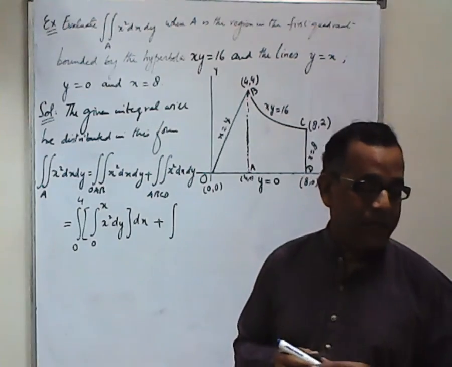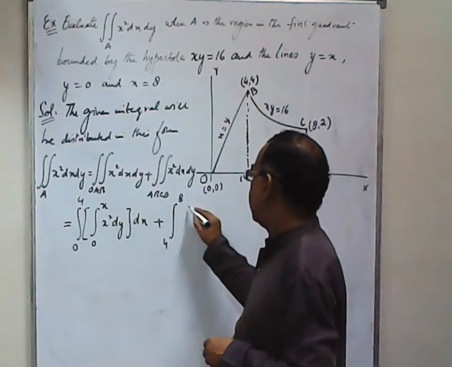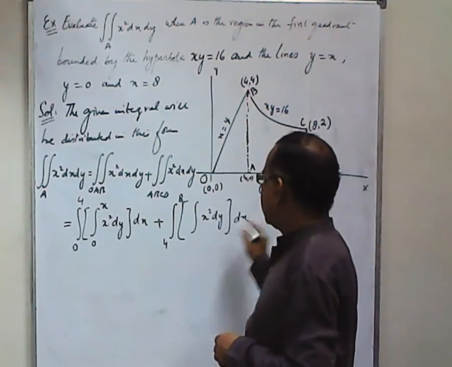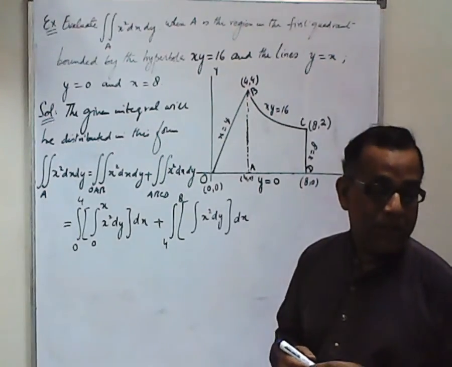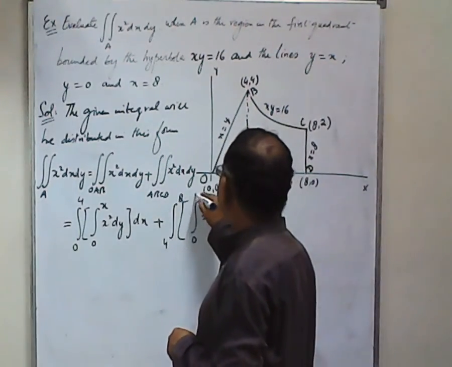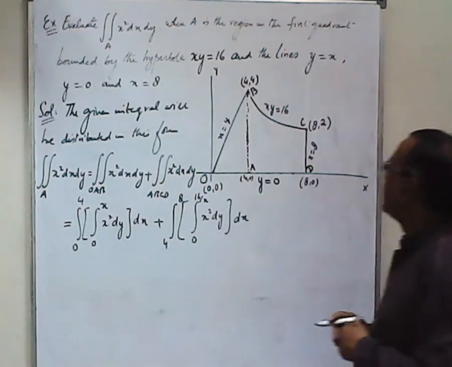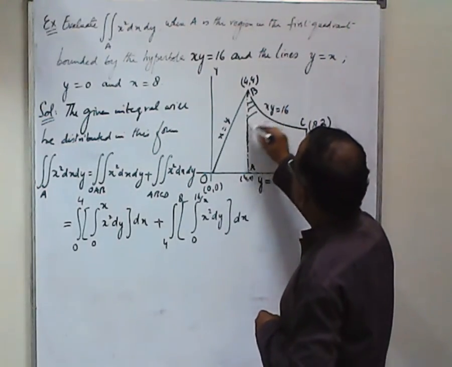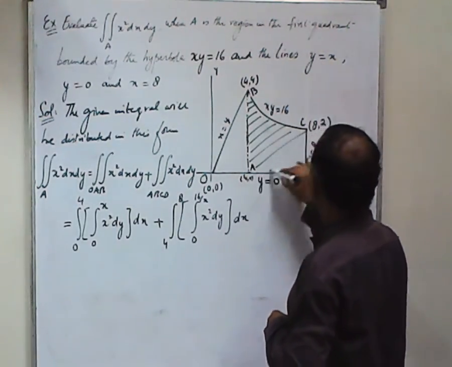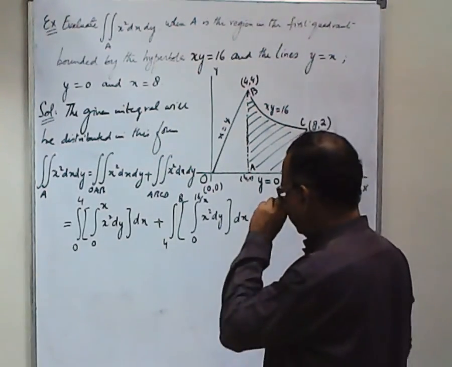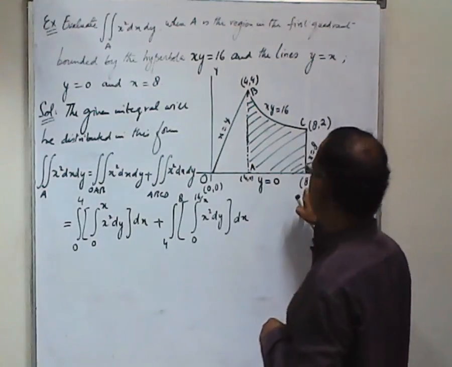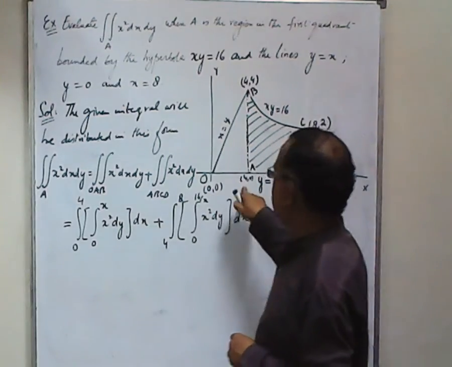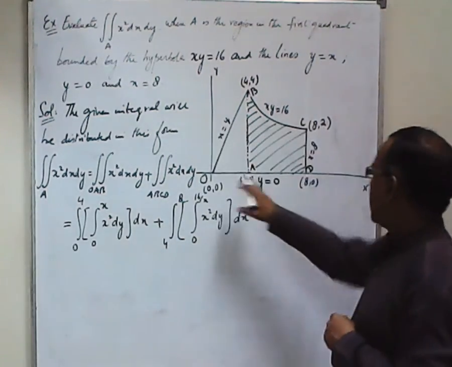So the limits of x will be 4 to 8, and then we have x square dy dx, and here we have the limits from 0 to 16 upon x. How do we conclude that? Because for this portion x is varying from 4 to 8, so that is why I write 4 to 8, and for this portion x is varying from 0 to 4, so I write 0 to 4. So I covered the whole area.